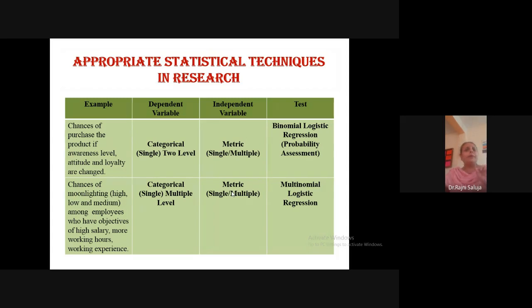So here we will apply binomial logistic regression probability. Now next example, the chances of moonlighting, that is high, low, and medium. Moonlighting means that people are doing some other part-time job along with their regular job. So high, low, and medium among employees who have objectives of high salary, more working hours, working experience. So categorical, single, multiple level. So here metric, single, multiple, we can say, and multinomial logistic regression will be applied in this case.